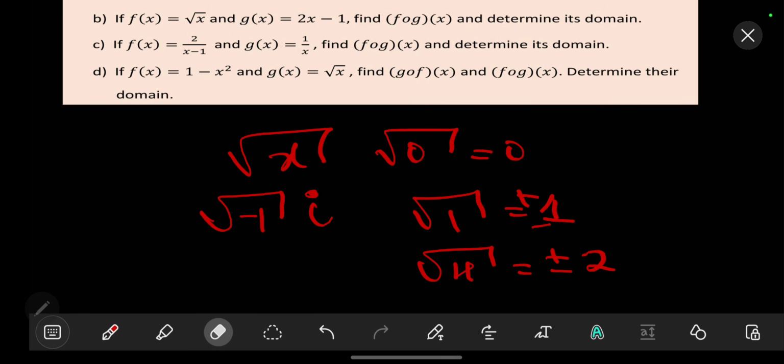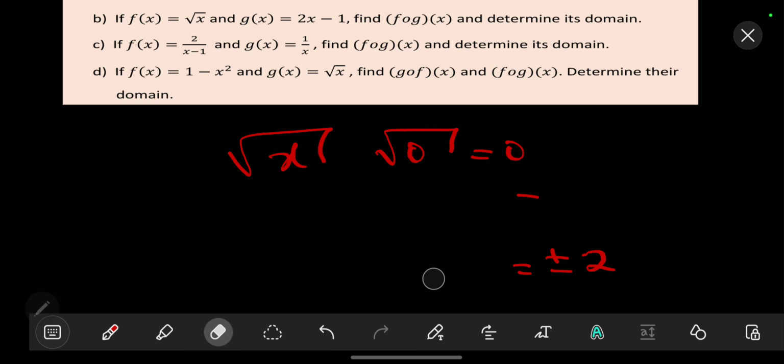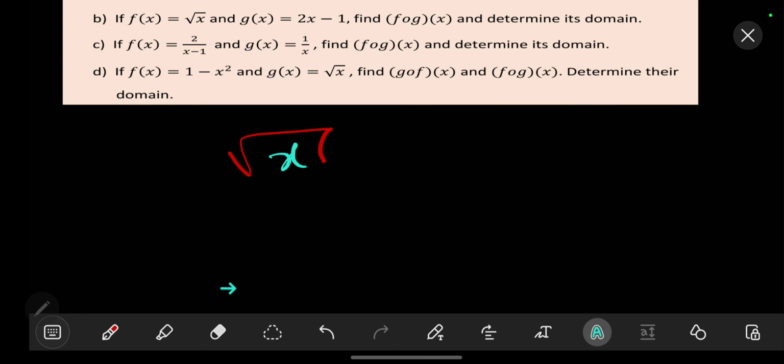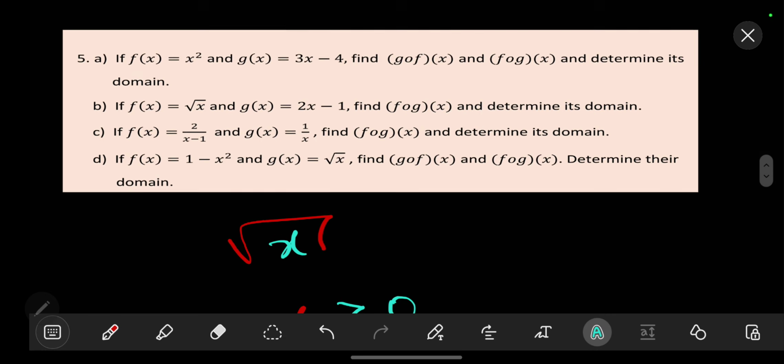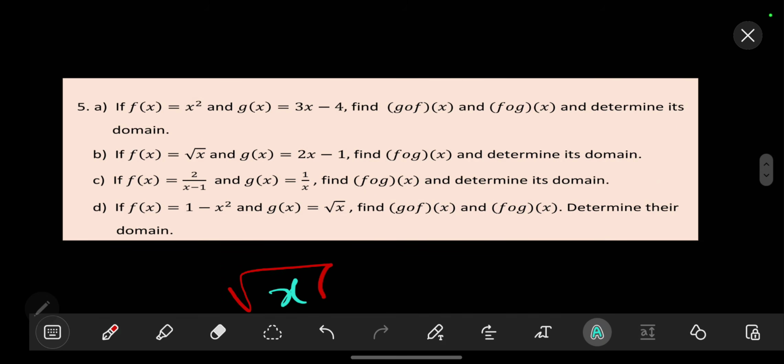Therefore, for the domain of something like that, we are just going to take whatever is inside and set it to be greater than or equal to 0, so x is greater than or equal to 0. All the values should begin from 0, go to 1, go to 2, 3, 4. As long as it's positive, it shall always give you a real value. Therefore, we are now going to see how we look at composite functions.